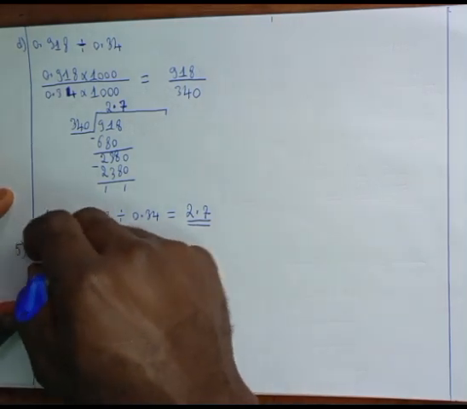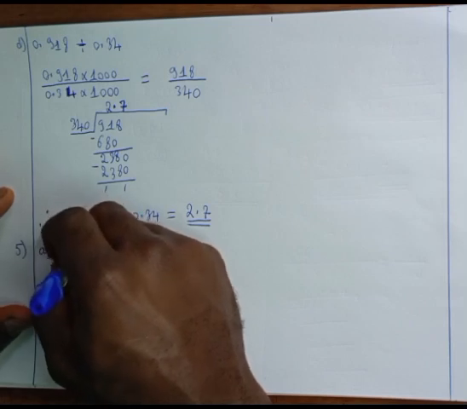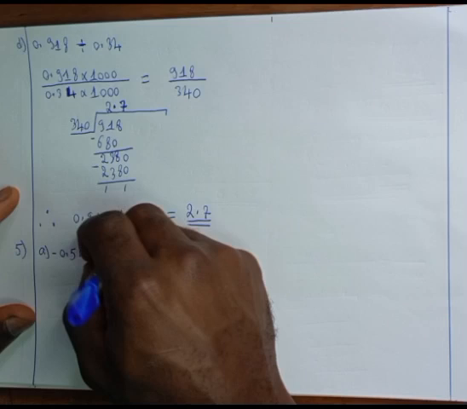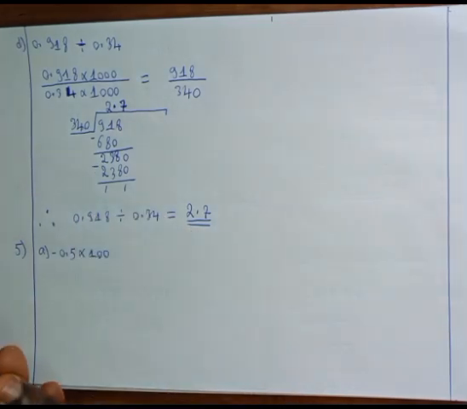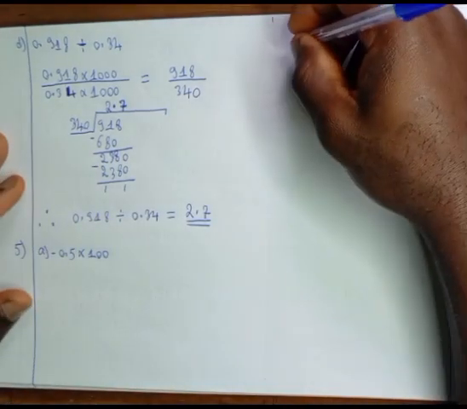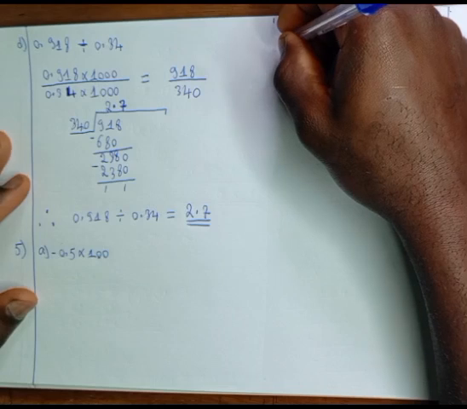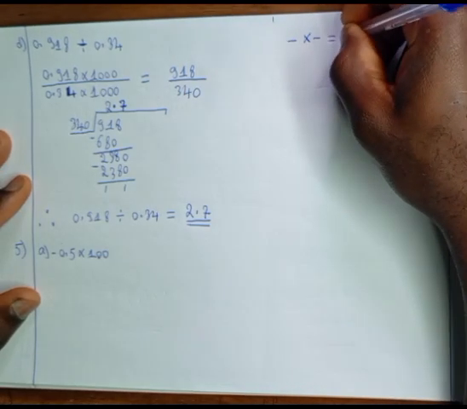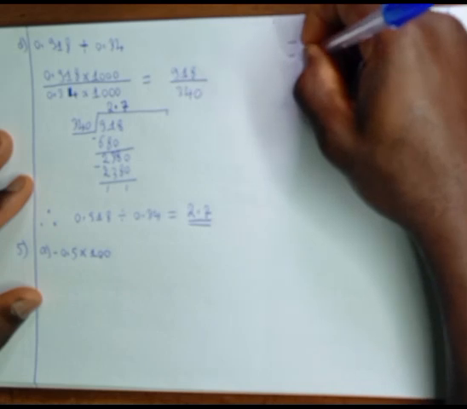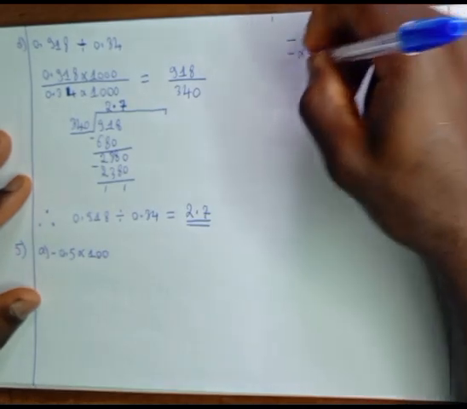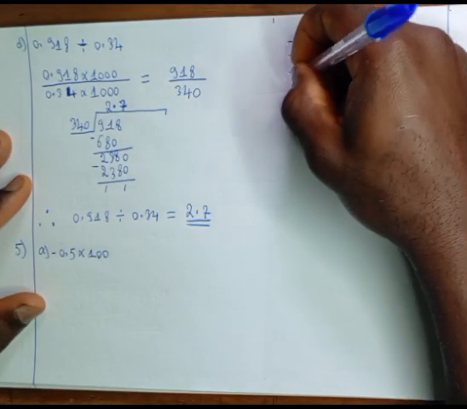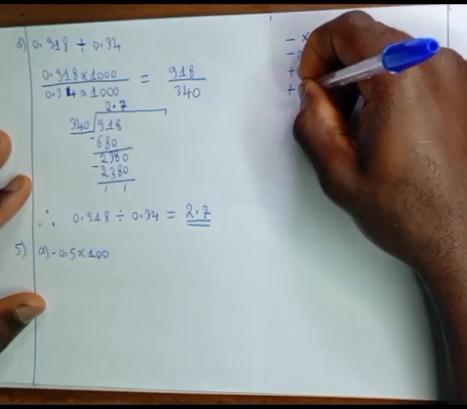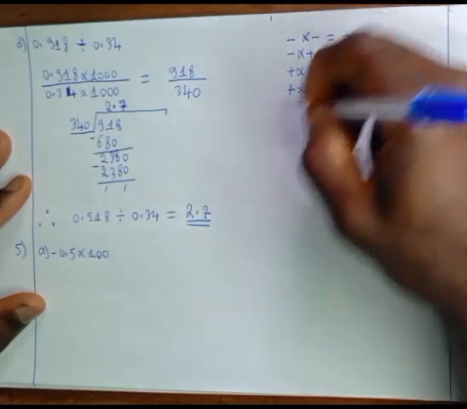For A, we have negative 0.5 times 100. In this case, we are going to make good use of the sign rule. So we need to write down the sign rule. We know if you take a negative number times a negative number, the result is positive. A negative number times a positive number, the result is negative. A positive number times a negative number, the result is negative. Positive number times positive number, the result is positive.